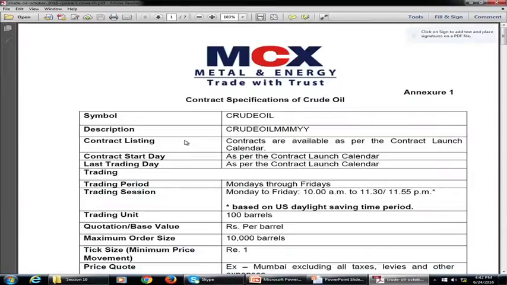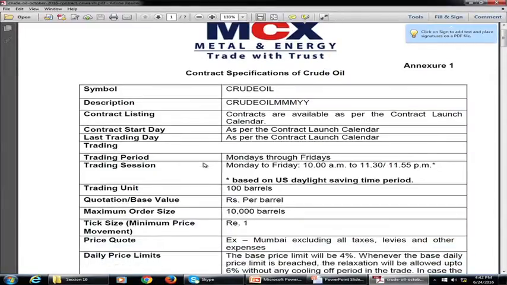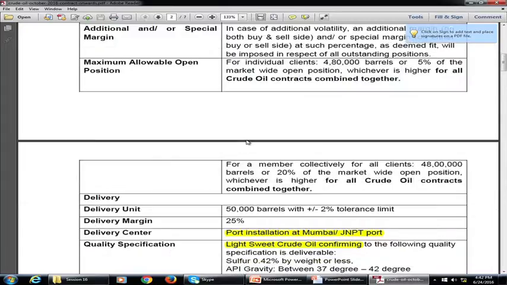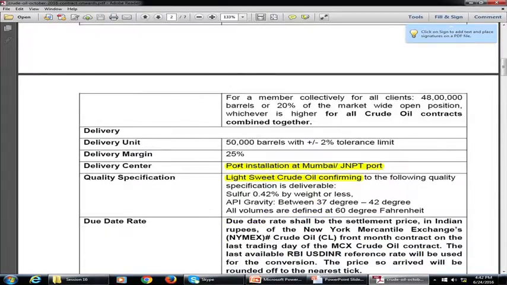Now let's go to the futures contract specification at MCX. Of course, what is the trading unit? You have 1000 barrels. And one thing I would like to share with you: where is the delivery? If some buyer is interested to take delivery of the underlying crude oil, it is at port installation at Mumbai JNPT, Jawaharlal Nehru Port Trust Port. So at this location the seller has to deliver the crude oil.